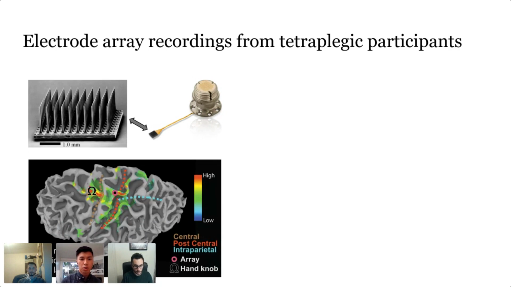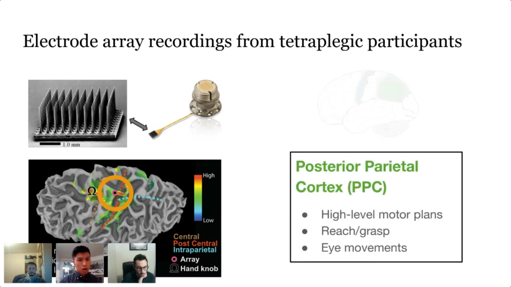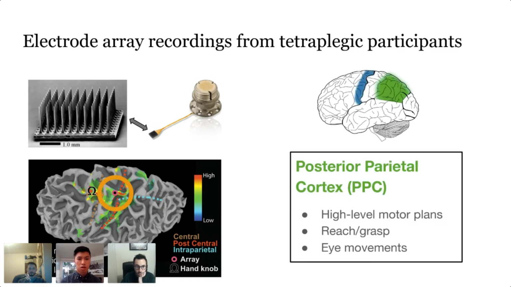Using fMRI mapping, the implant for one participant was placed at the junction of the postcentral and intraparietal sulci, which I've shown in the orange circle. And this region is thought to be involved in the planning of grasp movements. I've shaded the larger PPC in green on the right, which is involved in high-level motor planning, reach and grasps, and eye movements, among other things.